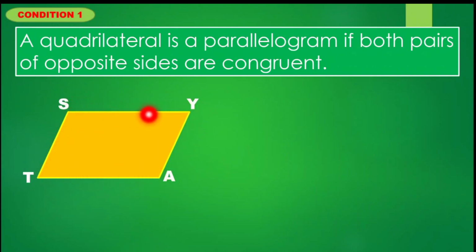We have segment SY. What is the side opposite to this segment SY? Well, of course, this would be segment TA. So, based on the indicated measure, segment SY is congruent to segment TA. On the other side, you have here segment ST opposite to segment YA, as an indication that segment ST is congruent to segment YA.